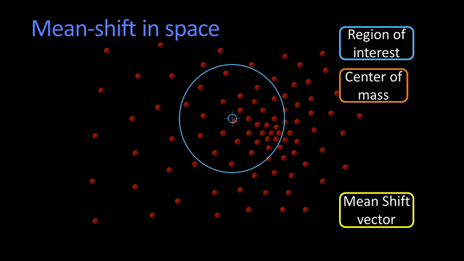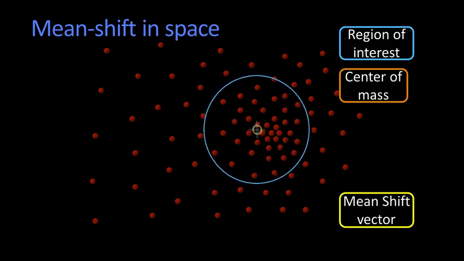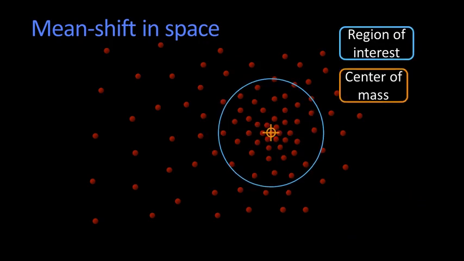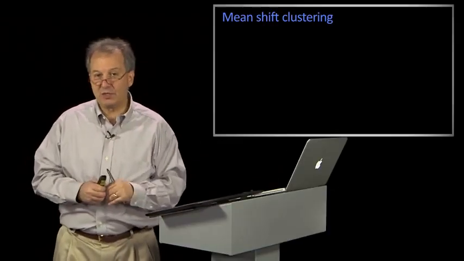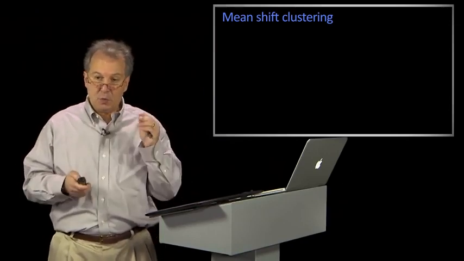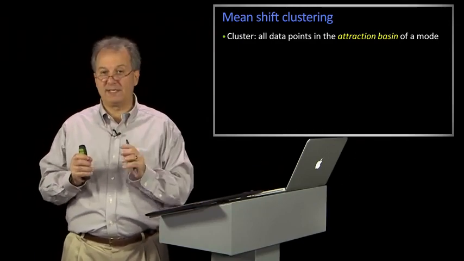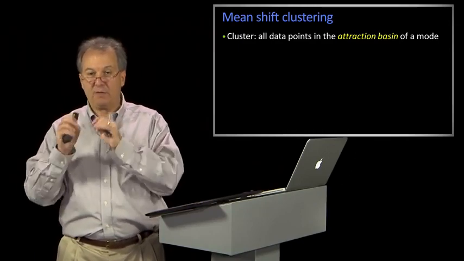And what do I do? I do it again. I compute the weighted center of mass. There it is. New mean shift vector. Shift it. Marvelous. And I do it one more time, and I keep doing this until I've converged. There are some interesting proofs of convergence under some reasonable assumptions, and that finds you this mode. So how do we apply this to clustering? Well, basically the idea is you're going to cluster together all the data points that are in an attraction basin of one mode.